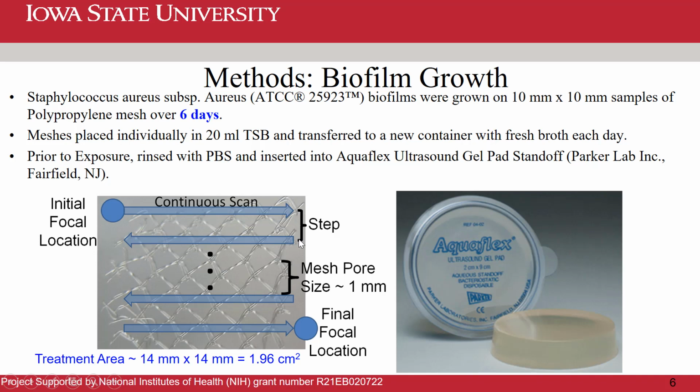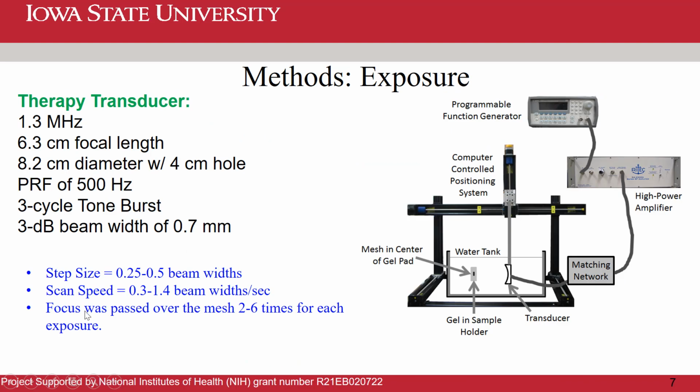Now, we also varied the step size, that's the step between these scans, and we also varied the speed of the scan. And so here were those parameters. The step size was varied from 0.25 to 0.5 beam widths. The scan speed was varied initially from 0.3 to 1.4 beam widths per second, although later on we restricted to a narrower range based on the results before we did the regression analysis. And the focus was passed over the mesh 2 to 6 times for each exposure.